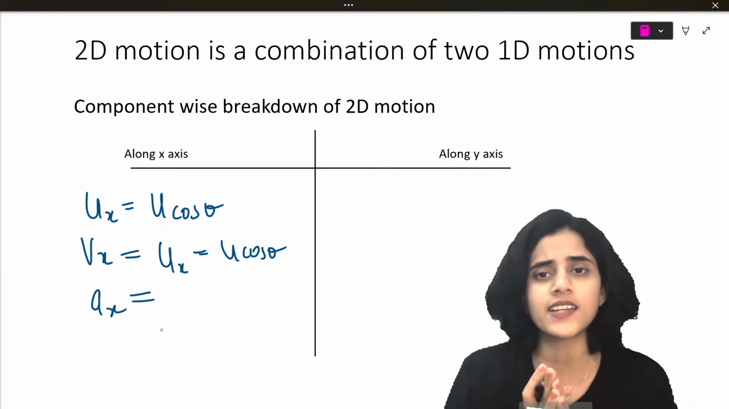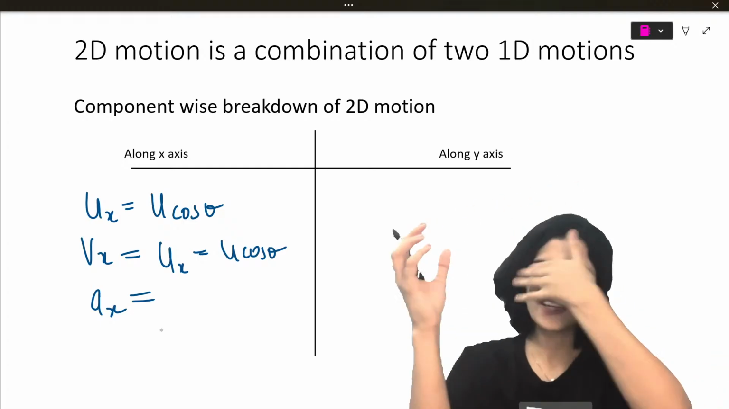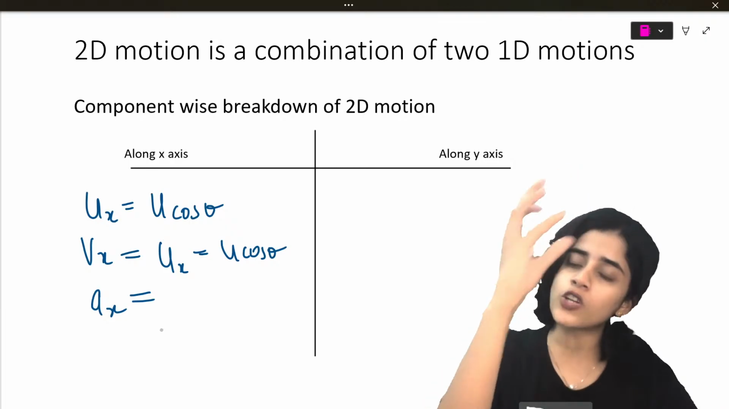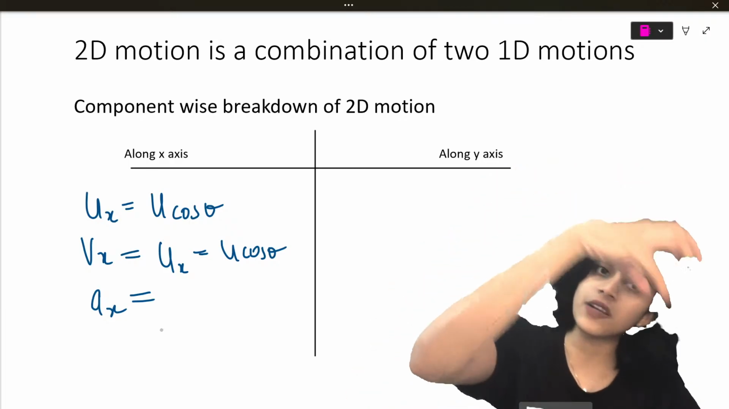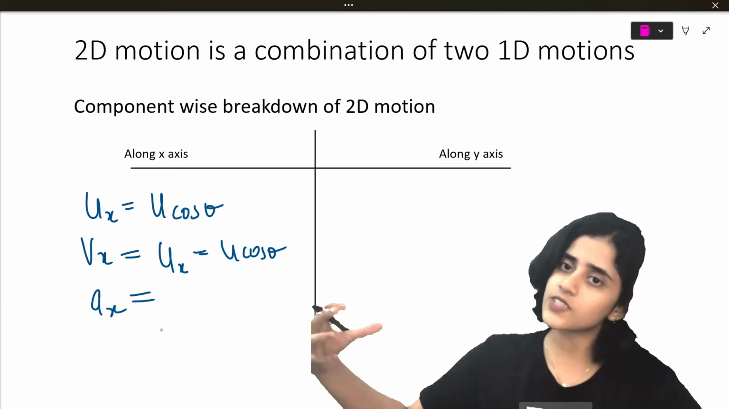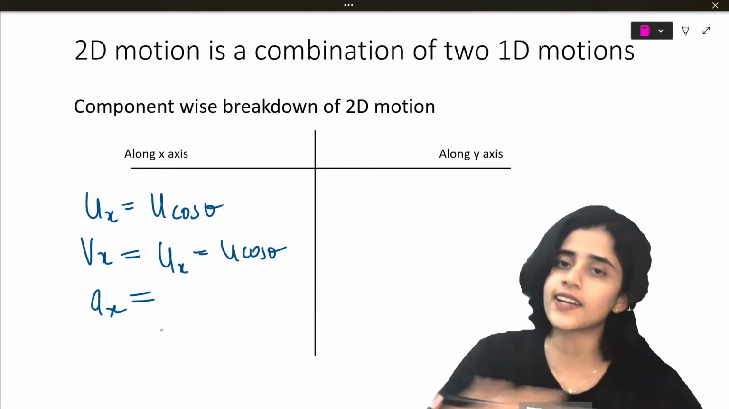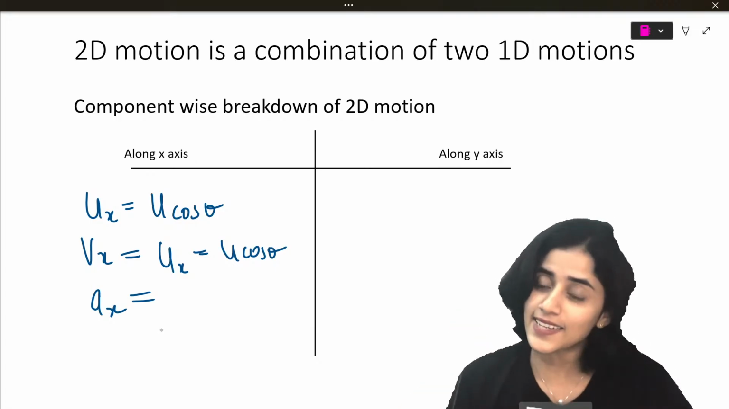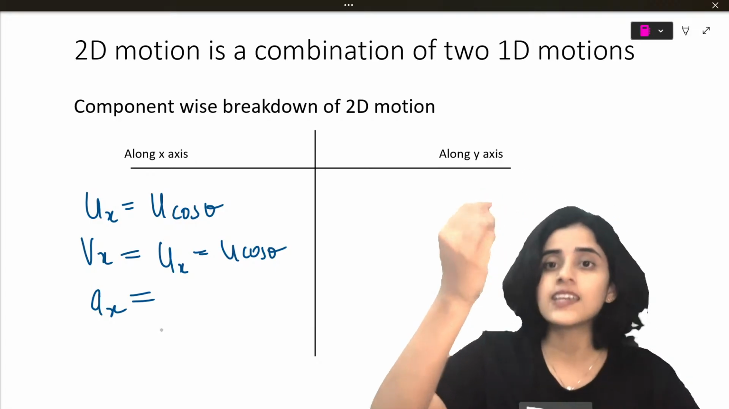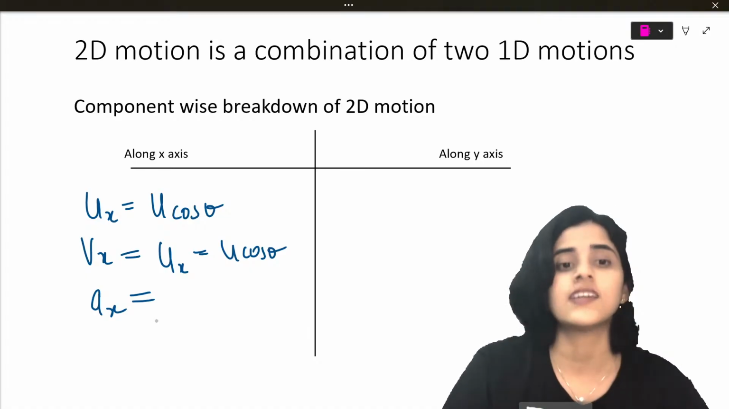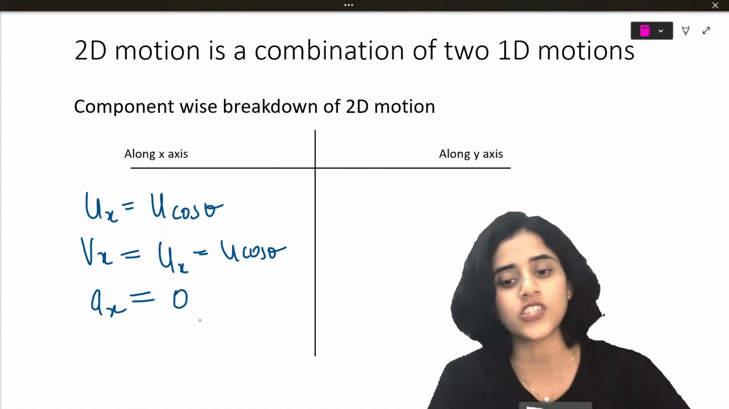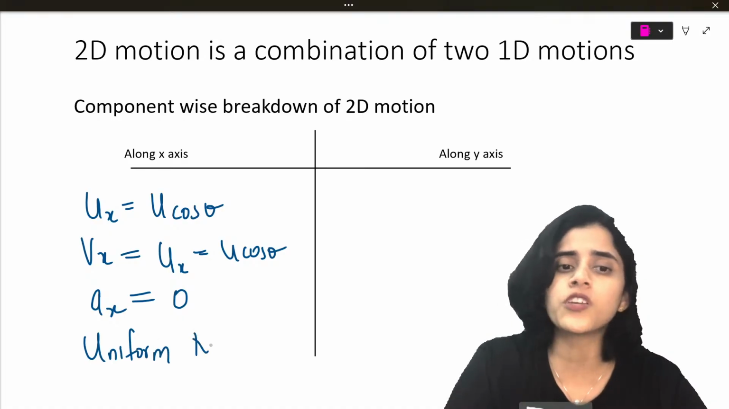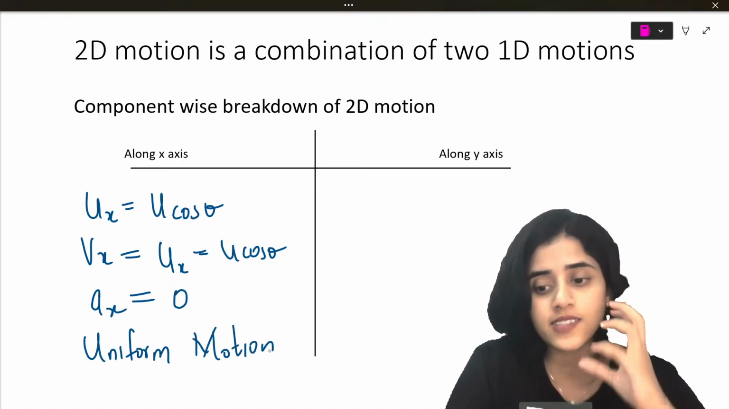Is the ball accelerating? If I throw a ball, it's going up and it's coming down. It's going up because of the force that I threw it. It's coming down because of gravity. It is not moving in the x-axis. It is not accelerating along the x-axis. It is accelerating up and down in the y-axis. So along x-axis, acceleration is 0, and the motion is also called uniform motion. I hope you understand this.